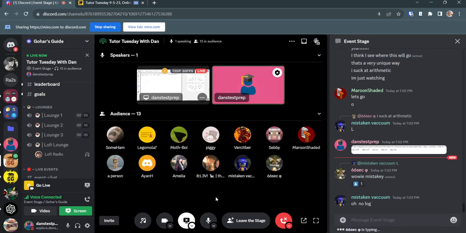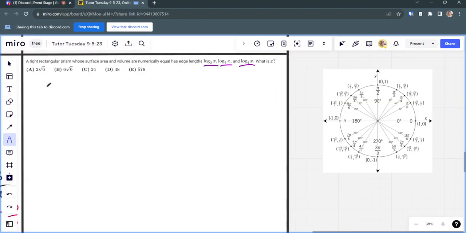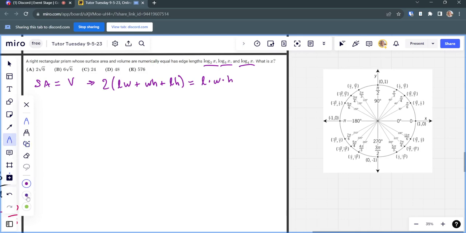Let's check the chat. Oh no, logs is right. Yeah, but we can start by setting the surface area equal to the volume, which would make 2 times all the multiples of the sides, length times width plus width times height plus length times height, equal to length times width times height. And if I arbitrarily assign these to length, width, and height, it doesn't really matter.